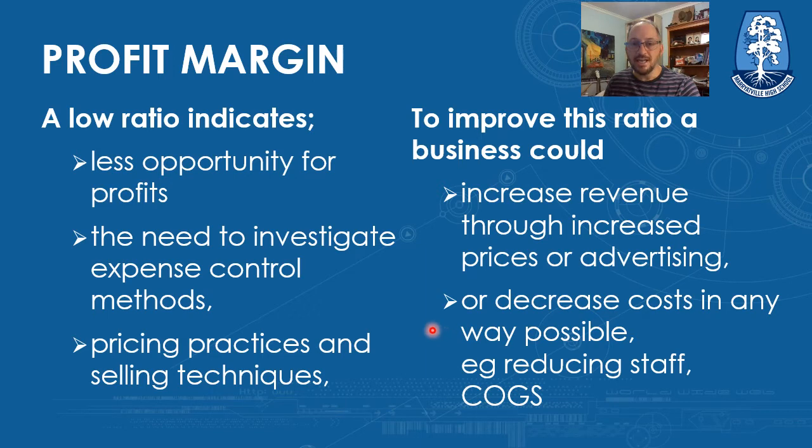Decrease costs in any way possible. For example, reducing staff, which is one of the biggest expenses in businesses nowadays, particularly in the Western world, and reducing your COGS. If you're a trading business, purchases less all your cost of goods sold. If we can reduce those costs, that will increase our gross profit and our bottom line profit.